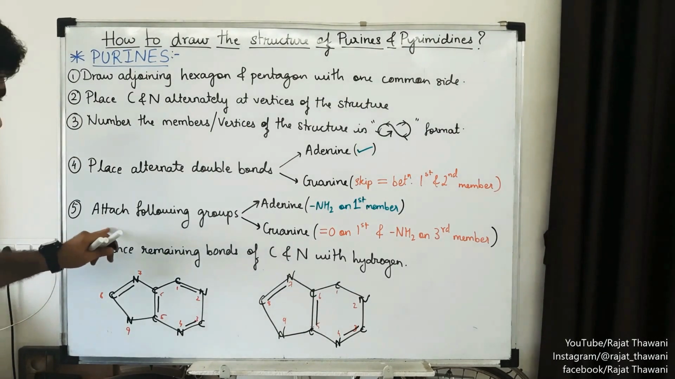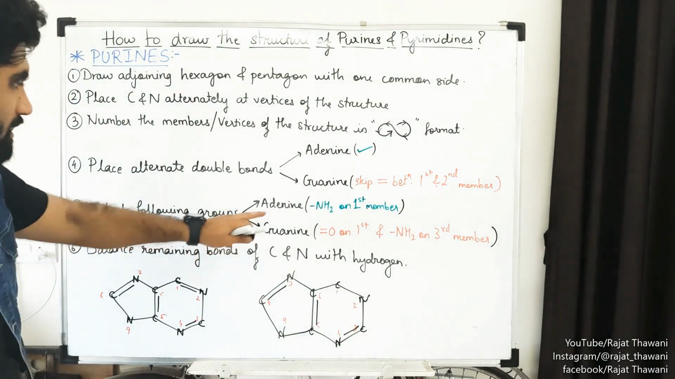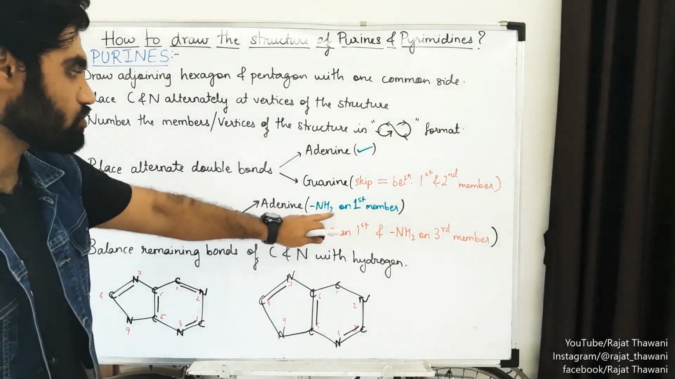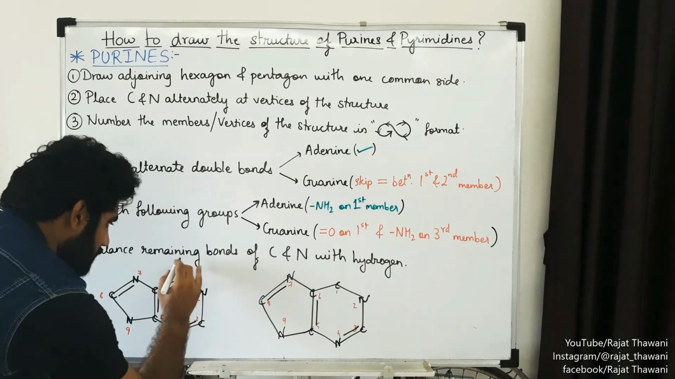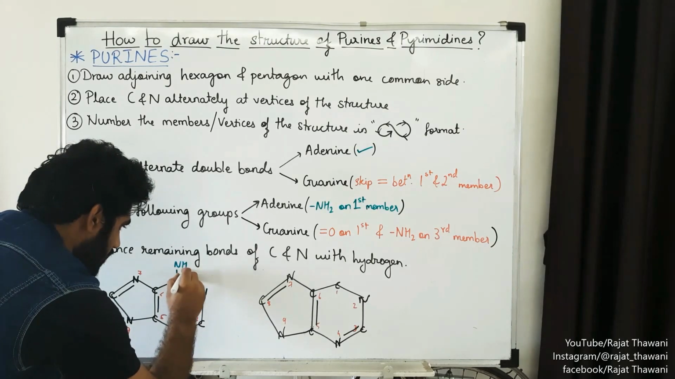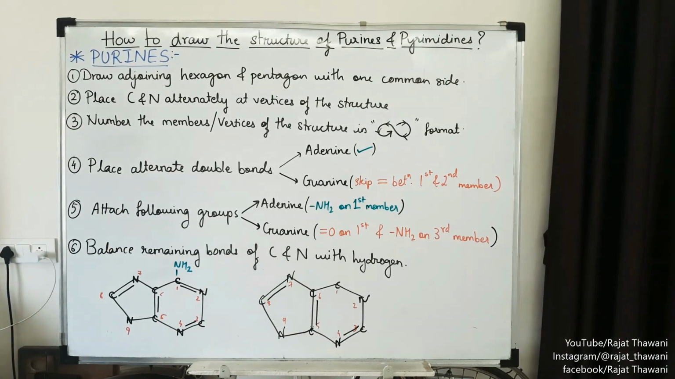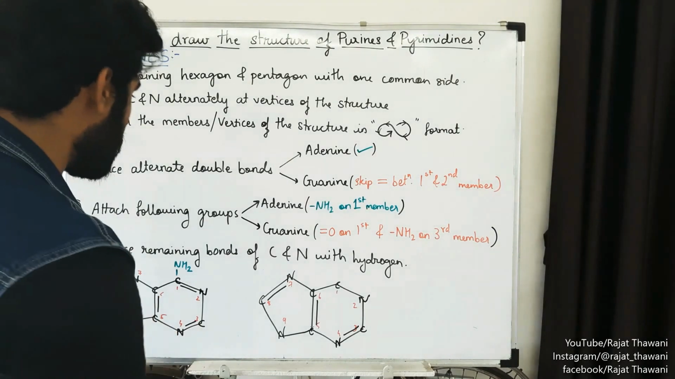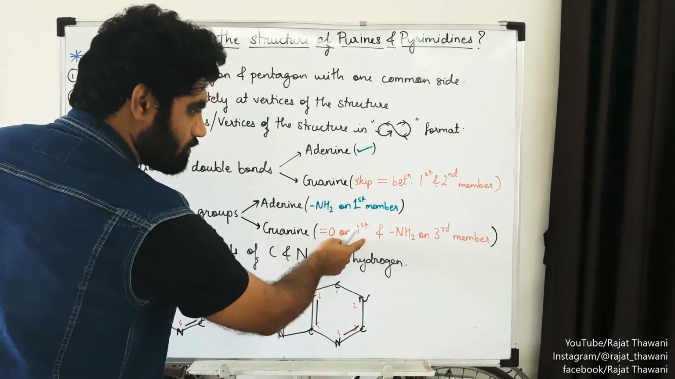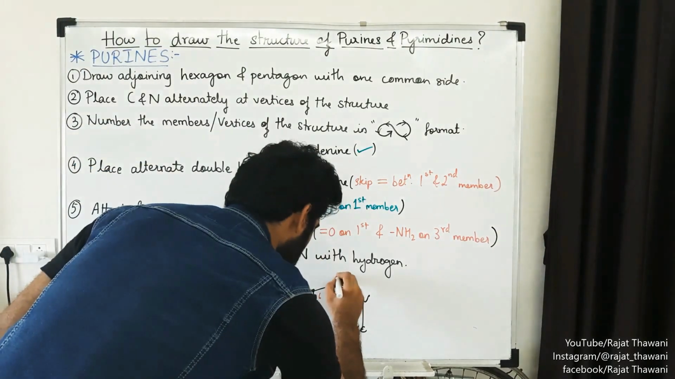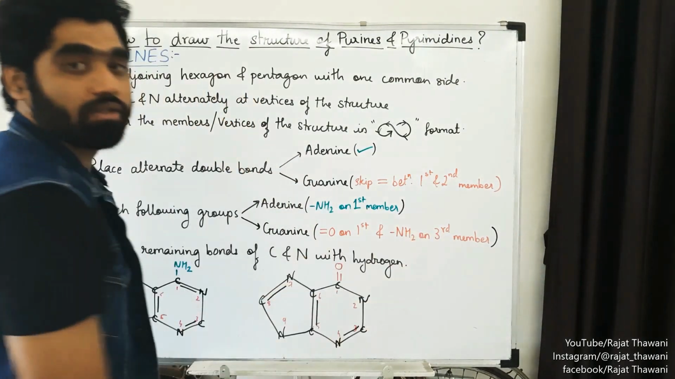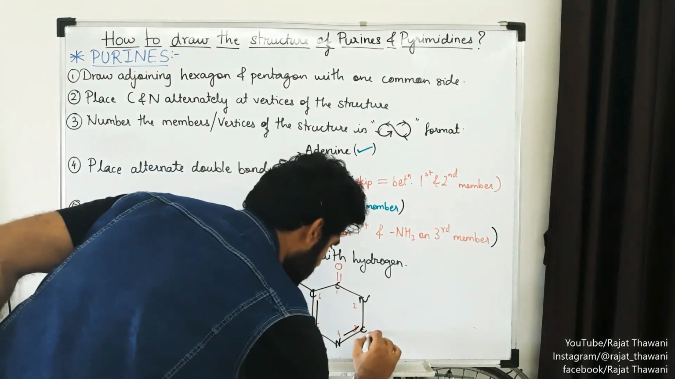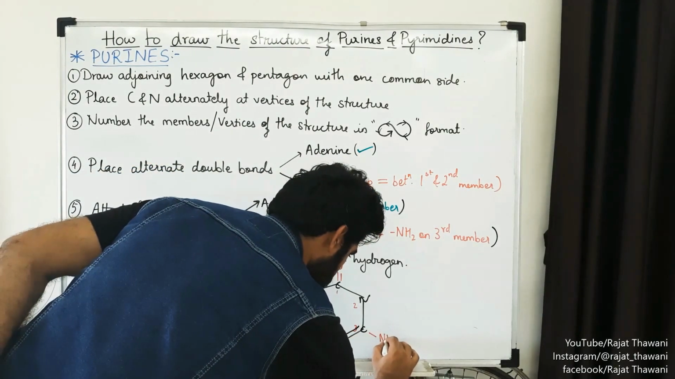Next, attach the following groups. Adenine should have NH2 on the first member. So let's attach NH2 on this first member. Guanine should have a double bond O on the first member and NH2 on the third member.